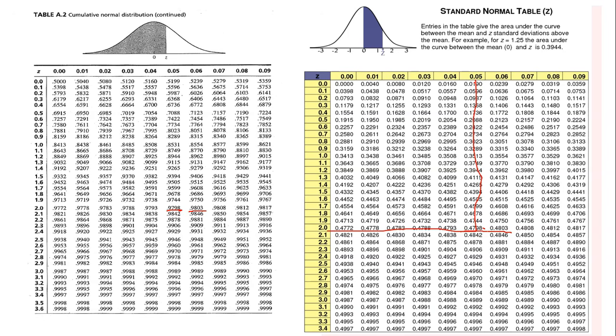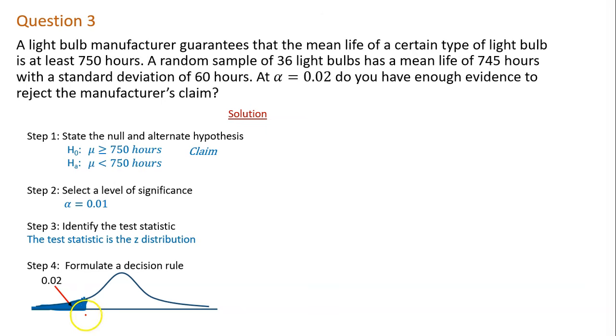You see that we get the same answer, 2.05. So we go back to the curve. Now, it is a left tail test. Even though we got 2.05, make sure you add negative to it because it's at the left side. So negative 2.05. So that's it. This is a critical value.